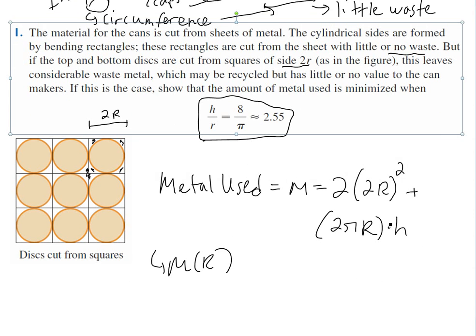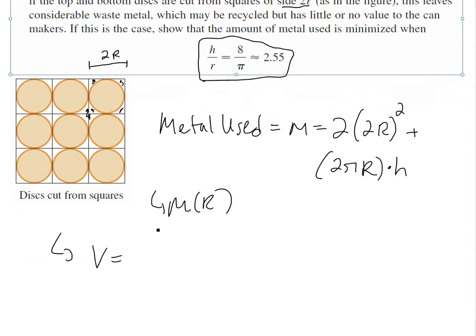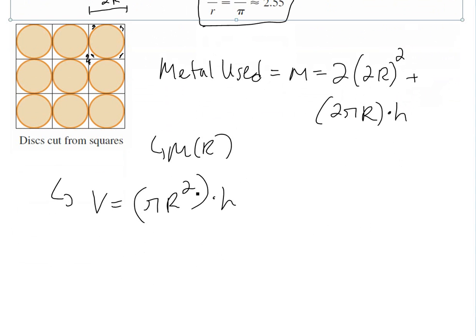To do that, we have to get h in terms of r. We know that volume has to be constant in this project because we're just trying to vary r and h based on a given volume. And volume is just going to be the area of the circle times the height, and the area is pi r squared times h. This is of a cylinder. So then h would just equal v over pi r squared, and we could plug this in there.